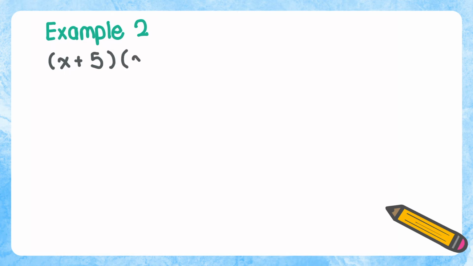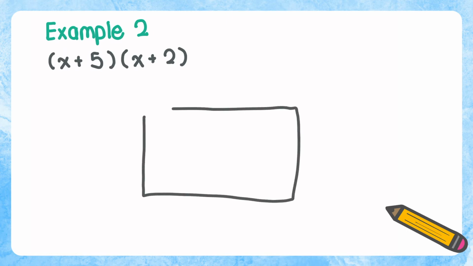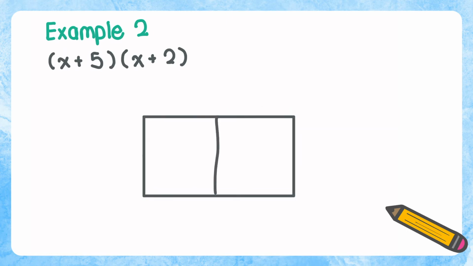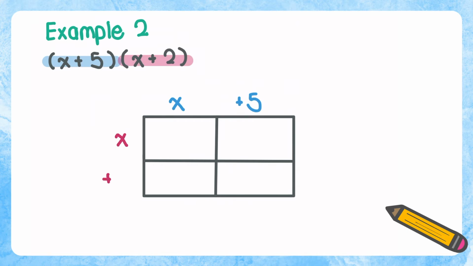So again, this is the same example as example 2 from earlier. So I'm going to start by drawing this box again. We're going to split it into 4 separate mini boxes. I'm going to write this x plus 5 on the top part, and then on the left side, I'm going to write out this x plus 2.